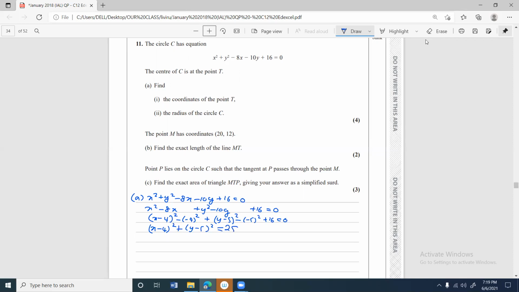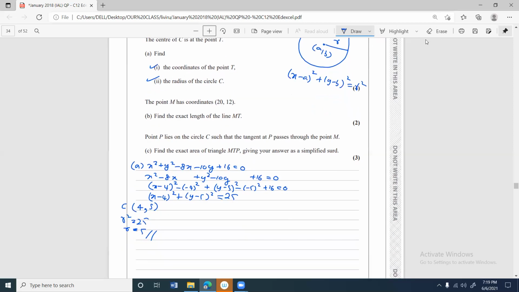Usually the format is, if you get a circle with center (a, b) and radius r, the equation of a circle is x minus a squared plus y minus b squared equals r squared. Now you can see x minus a is x minus 4, so the x coordinate of the center is 4. Y minus 5, therefore it's 5. This is the center. And r squared is 25, therefore r is equal to 5. That's the way of getting the answer for parts A and B.